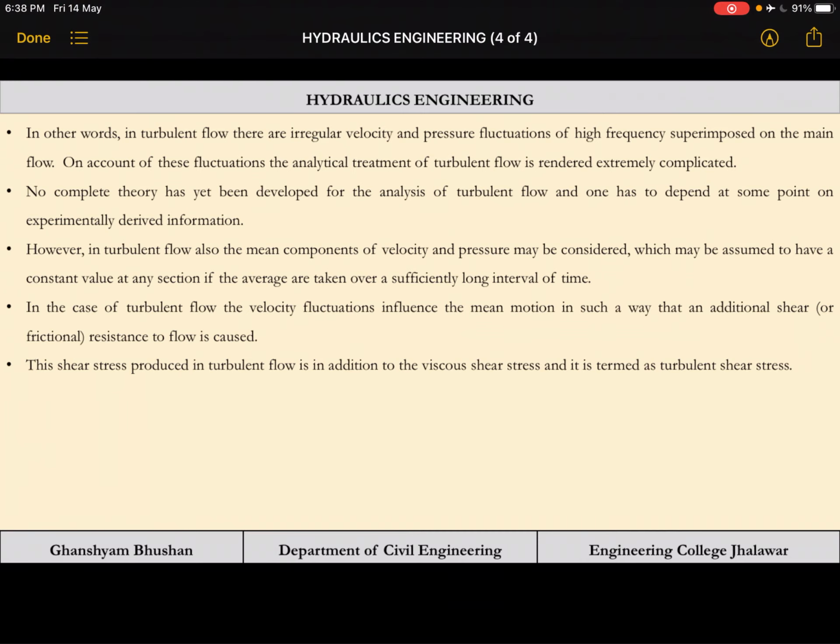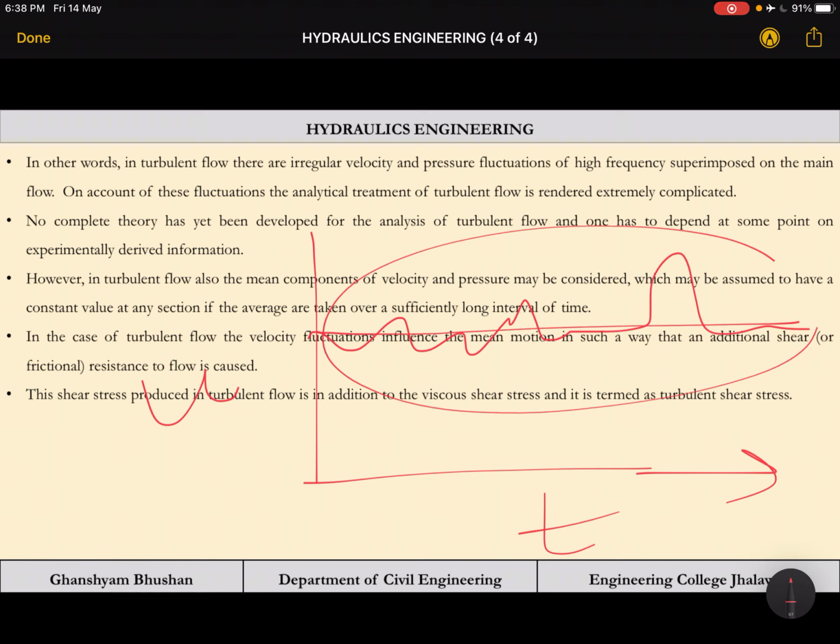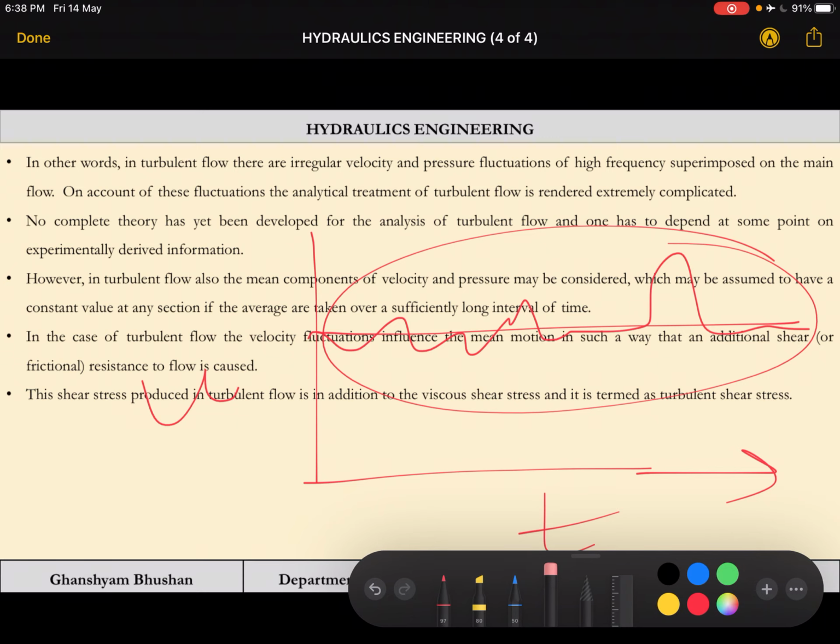So you can see this kind of velocity distribution you will get. This is not a constant value at any given point of time. So this type of fluctuation will be there in turbulent flow.